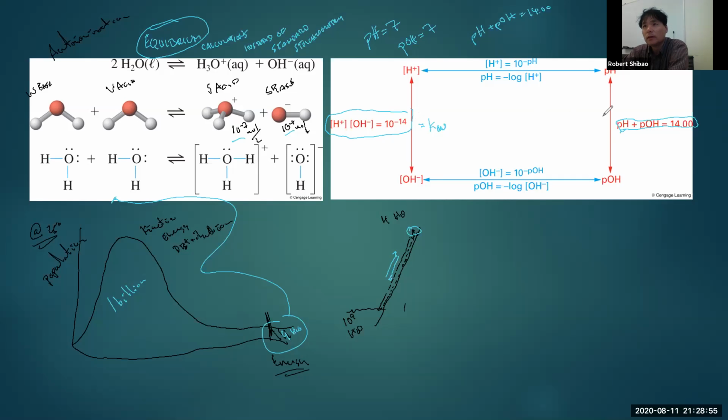This is called pKw, the power of Kw. So when we look at the power of Kw, the negative power of Kw is 14. So that's what we have here.